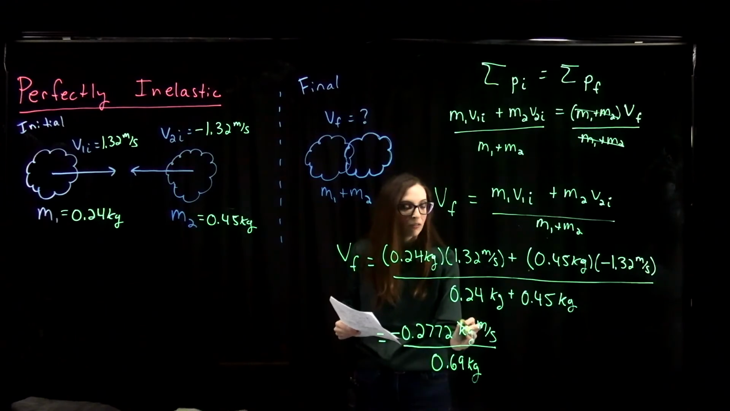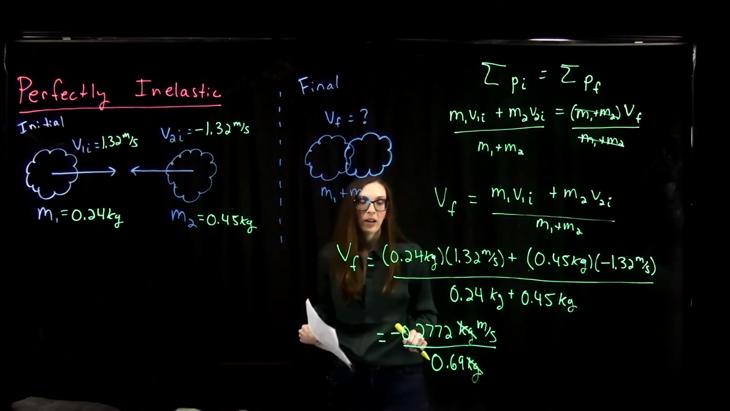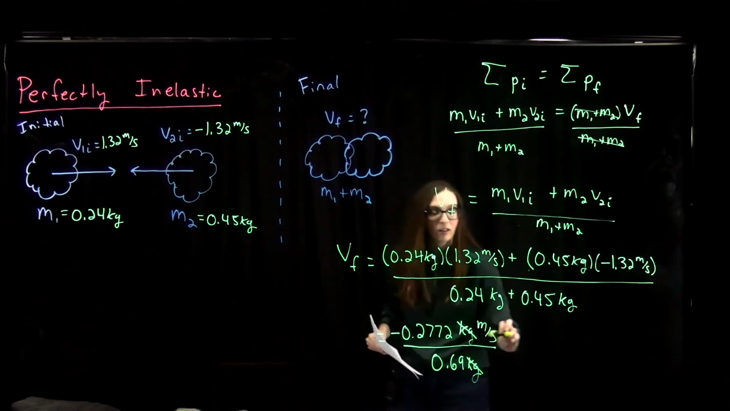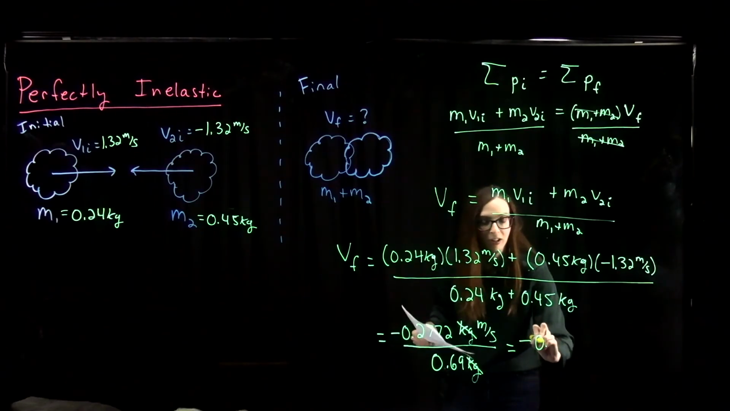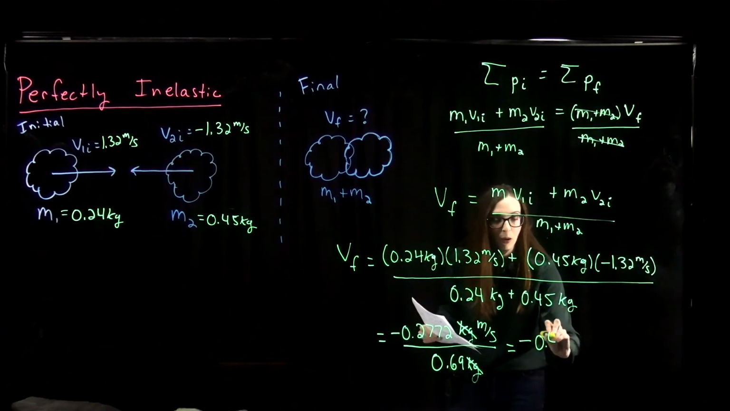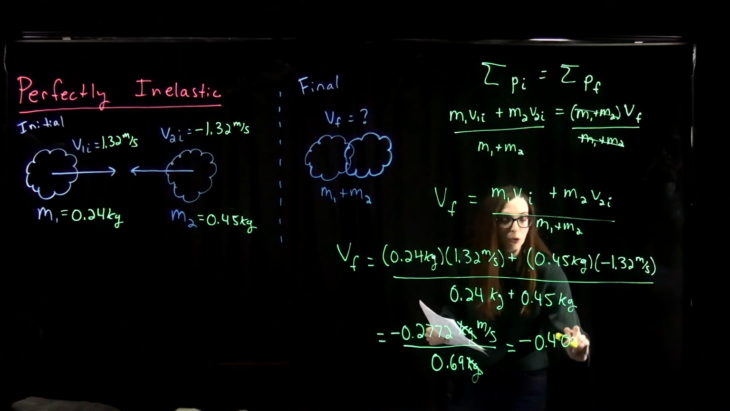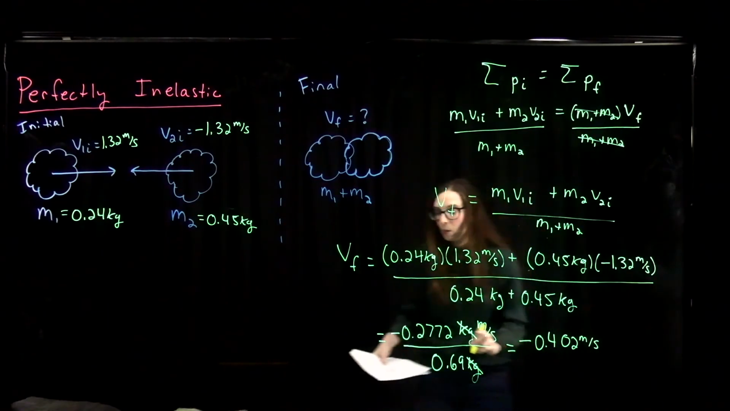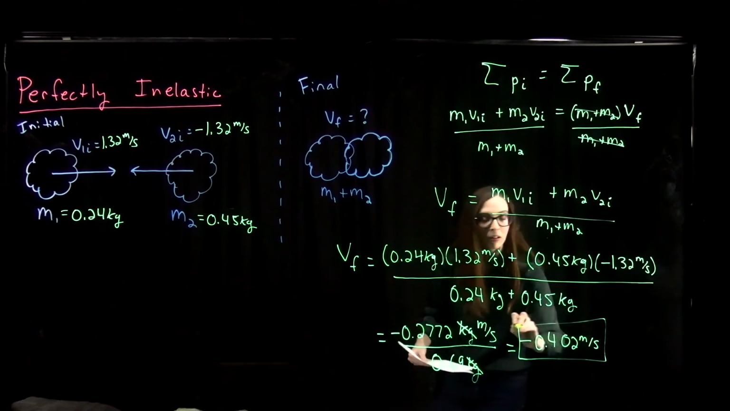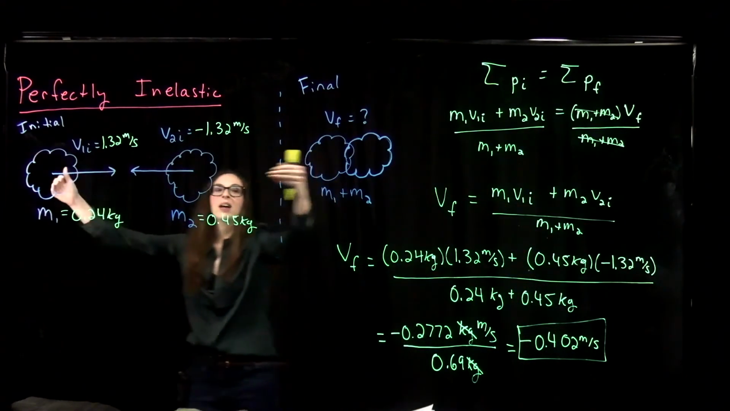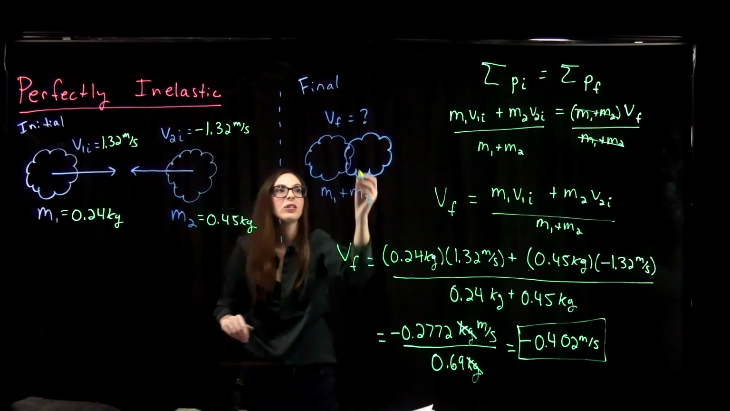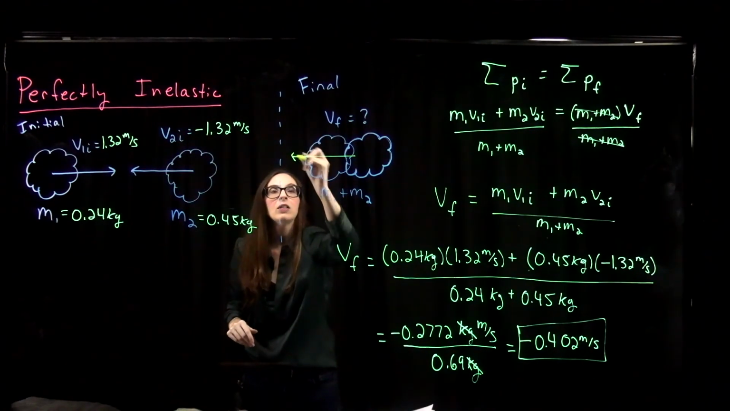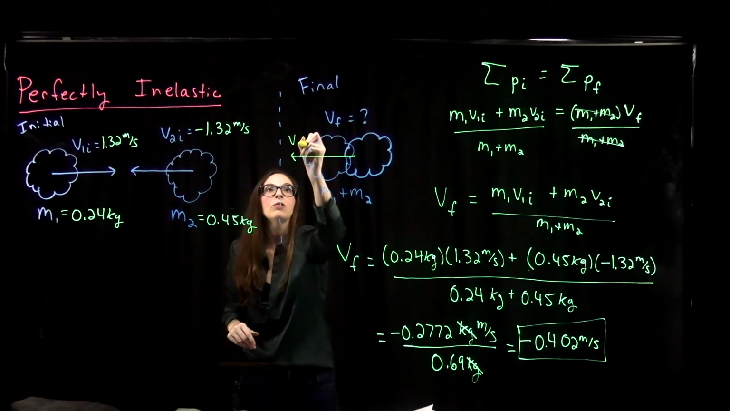I see that the units of kilograms cancel on top and the bottom. So I'm just left with units of meters per second here. And my answer is going to be negative. So my final velocity for the combined masses after the collision is going to be minus 0.402 meters per second. So after the collision, these two masses collide, and then the combined mass is going to move off still in the negative direction. This is our direction for V final.